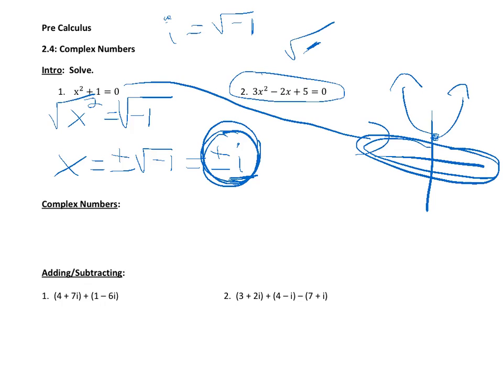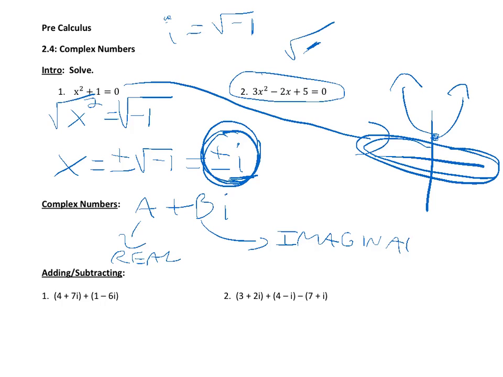So to sum it up, complex numbers are usually written in this form: a plus bi. a is the real part, and b is the imaginary part. Now the one that we did, there actually was no real part. So it's almost like saying a was 0, and in this case, since it's just i, we say b is 1.